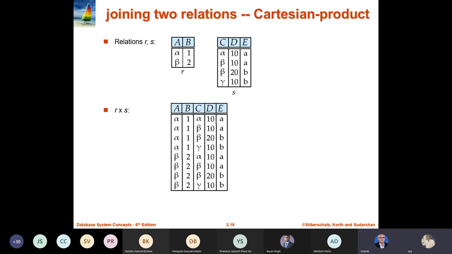Now we come to the Cartesian product, again following the same philosophy. So AB and CDE. The Cartesian product of the whole thing will end up in this sort of relation. So it is basically R cross S which is being constructed here. Right? So I can join two relations using a Cartesian product. Right?